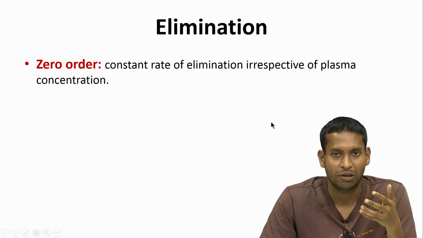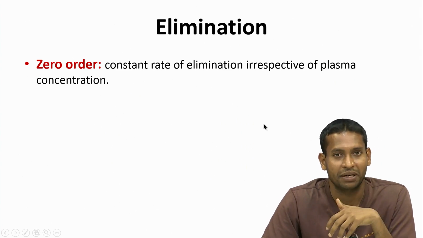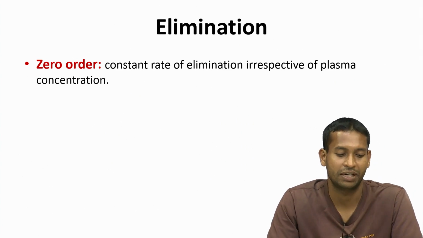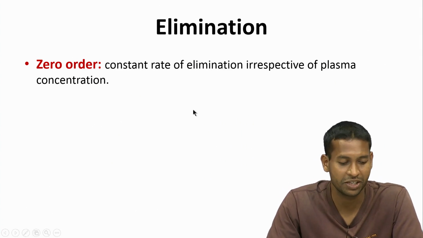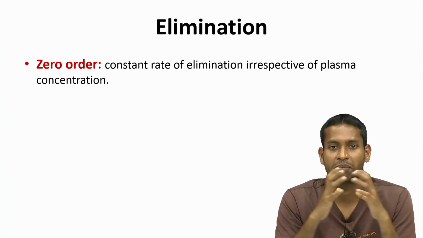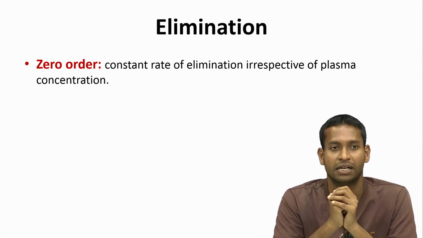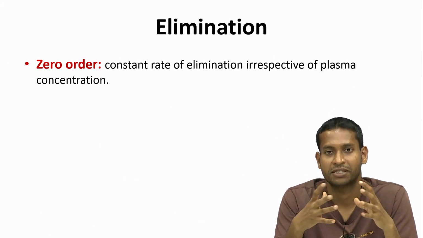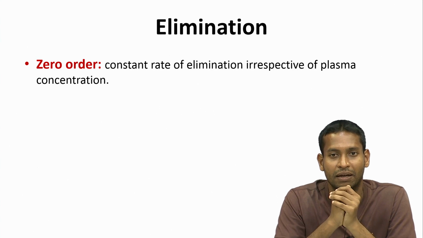In terms of the actual mathematics of this, elimination can be of various different types. One is zero order elimination, so that means that there is a constant rate of elimination in respect of the plasma concentration. So now we are talking about, let us say we have a certain plasma concentration C in serum of a drug, and we are talking about how fast it is going to be eliminated if we want to study that. And why is it important?